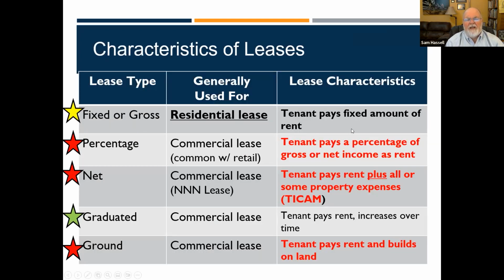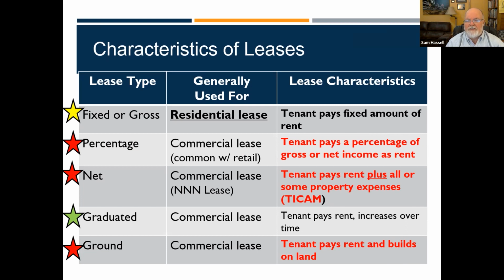We also have a fixed lease or a gross lease. This is usually a residential lease. And this is normal. Like you're going to pay your $1,000 a month every month. That's a fixed lease, right? It's not going anywhere. You're paying for the gross. You're paying for everything. All right. You're going to pay a fixed amount.